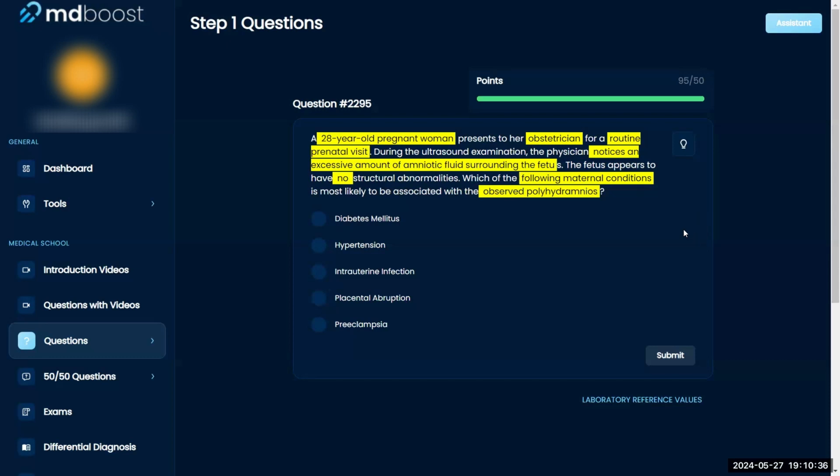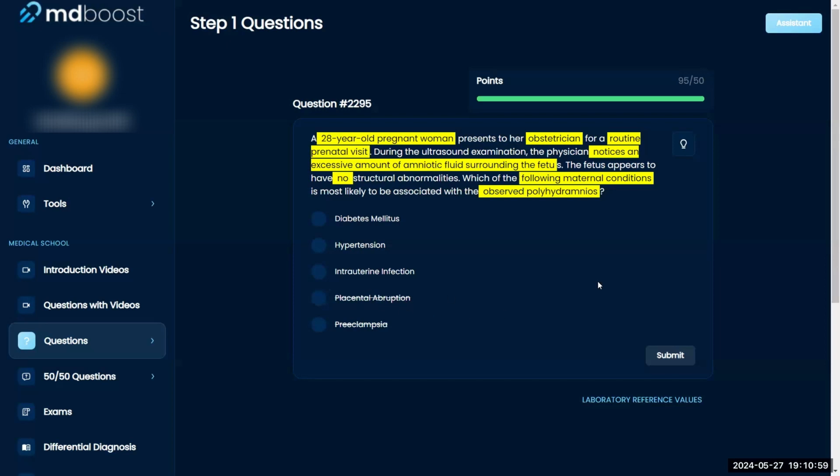So, maternal conditions. Okay. I don't know this one. I don't think it's preeclampsia. They say nothing about hypertension in this, so I don't think that could be the right answer. To me, nothing about placental abruption. I don't think that could be it either. I feel like it's just a routine exam.